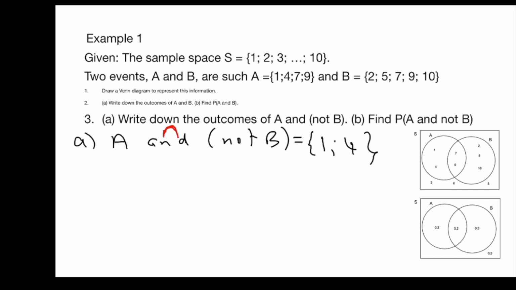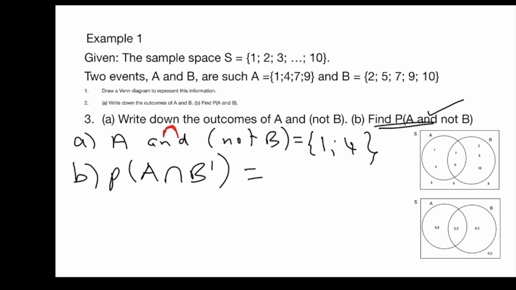All right. The second part says find the probability of A and not B. I just want to write it differently now. It's the probability of A and means intersection. You can put and, but it means intersection. Not B means B complement. So this is exactly the same thing as that one there.